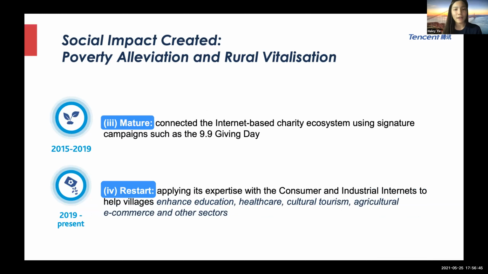The company has connected the internet-based charity ecosystem using signature campaigns such as Giving Day, and the latest one is Restart. The company applies its expertise with the consumer and industrial internet to help villages enhance education, healthcare, cultural tourism, agriculture, e-commerce, and other sectors. You can see that through its development, the company has turned its business model from being money driven to generating revenue through creating social impact for the people in need.